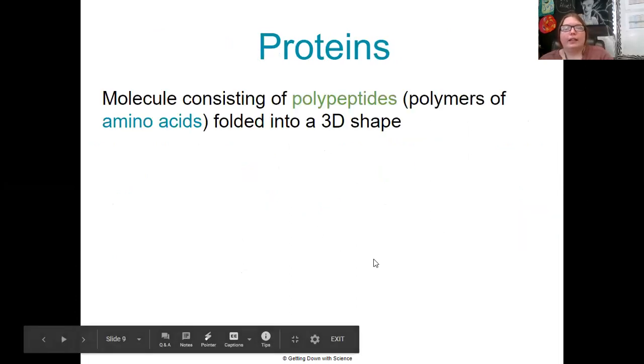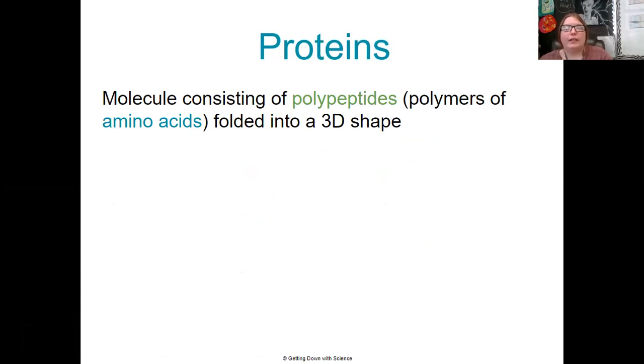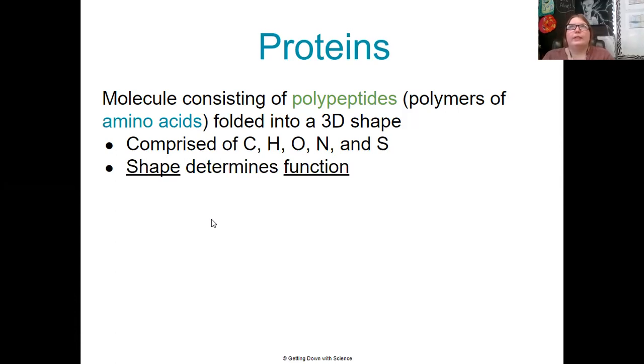So proteins are molecules consisting of polypeptides, polymers of amino acids folded into a three-dimensional shape. Okay, let's let that sink in for just a minute. Proteins are commonly CHON and sometimes S. For proteins, I'm really looking for a carboxyl group quite often, because there's a reason they're called amino acids. And I'm looking for nitrogen. If you see phosphate, you're way off. You're not in proteins, you're in something else.